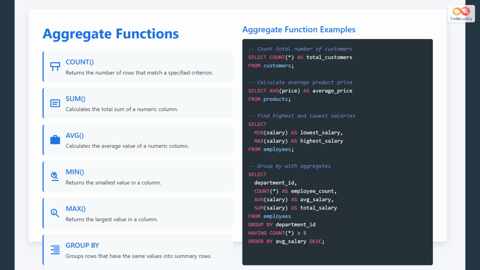The code on the right shows examples of using aggregate functions like count, average, min, max, and group by to analyze data from tables such as customers, products, and employees.